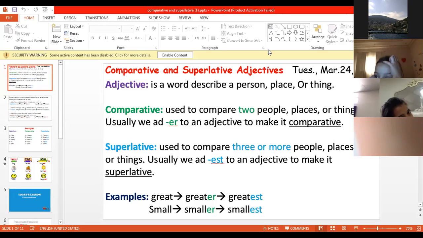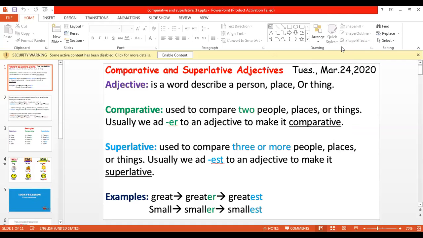Comparative and superlative adjectives. An adjective is a word used to describe a person, place, or thing, basically a noun. Comparative is used to compare two people, only two, or two things, or two places. I am comparing the table with the door. This is a thing. I am comparing the cup with the spoon. This is a thing. I am comparing the desert with the sea. This is a place.